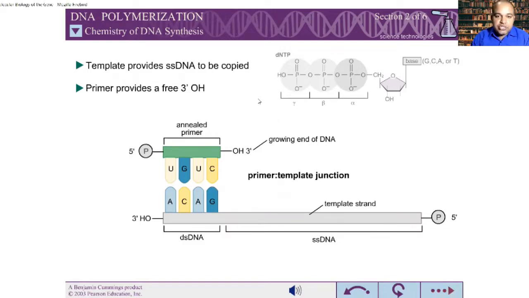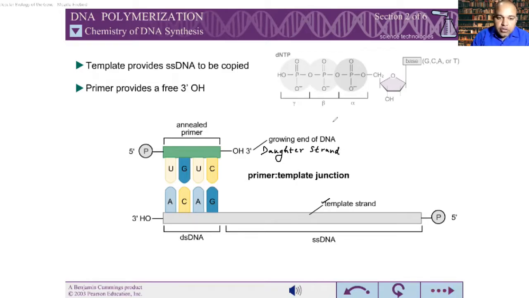So here the strand given is the template strand, and the strand that grows opposite the template strand would be referred to as the replicating strand. Here it would be the daughter strand that would be produced because of the activity of DNA polymerase, the daughter strand that will be produced.